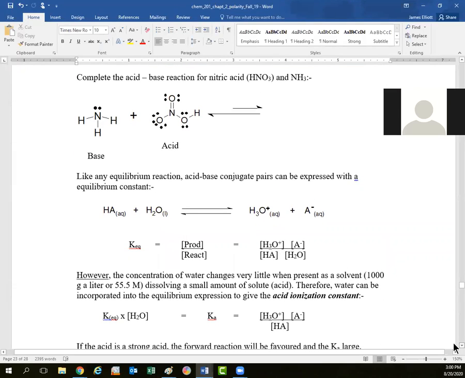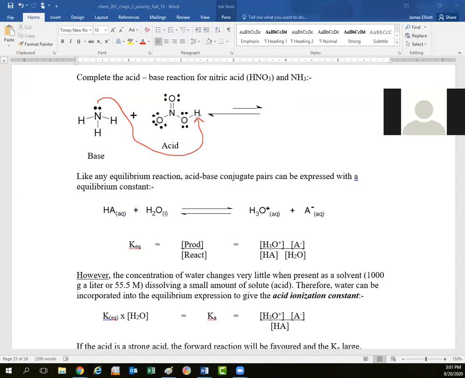If we look at another example, nitric acid with ammonia. Okay, let me get my pen working. So I always try and use red for the flow of electrons. There we go. So the acid is the proton donator. There is the proton. And it's the base which is going to accept that proton using that lone pair of electrons on the nitrogen. And so this lone pair becomes a bond between the nitrogen and the hydrogen.